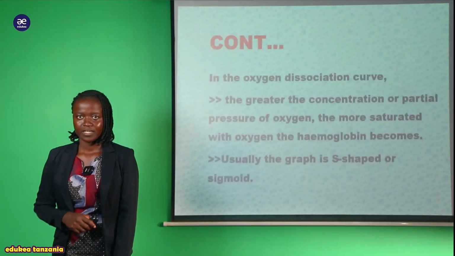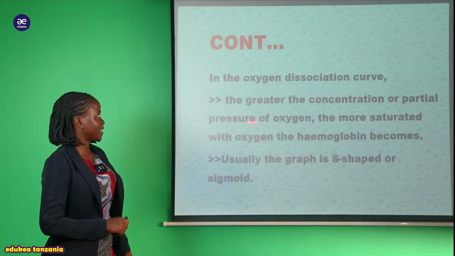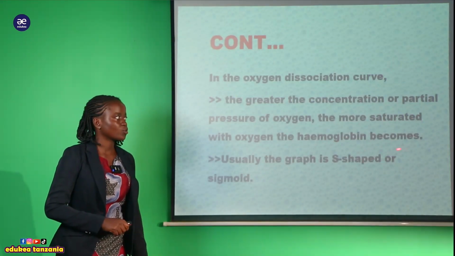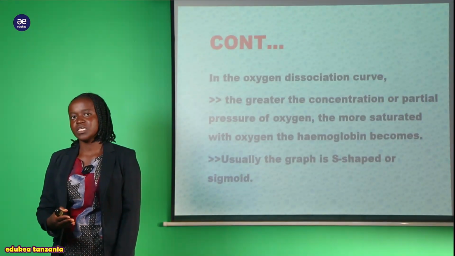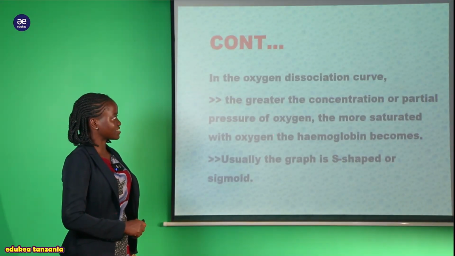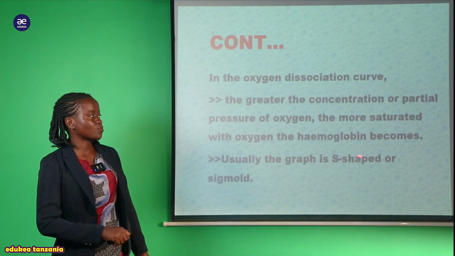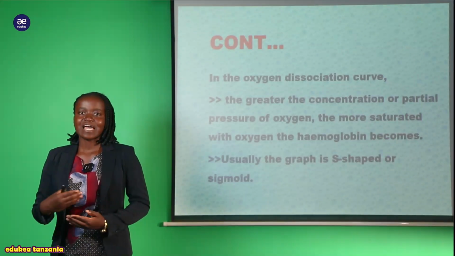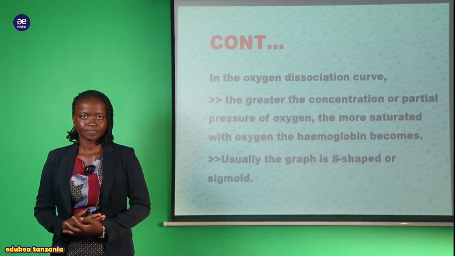Now let's see the explanation from the oxygen dissociation curve of the hemoglobin. Here we are saying that the greater the partial pressure of the oxygen, the more the saturation of the hemoglobin with the oxygen becomes. That's why I have said that the partial pressure of the oxygen is directly proportional to the hemoglobin. This means there is a lot of formation of oxyhemoglobin where the level of oxygen increases.